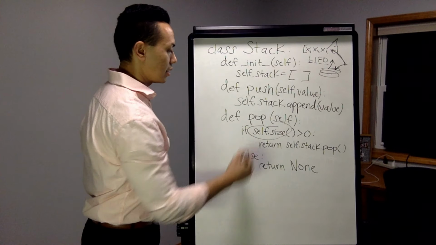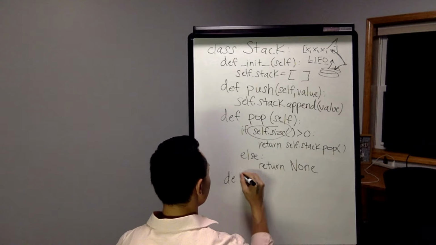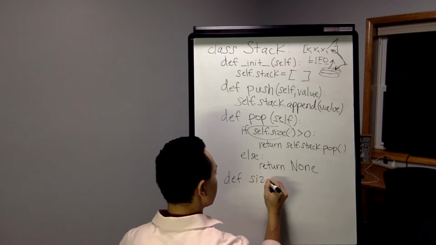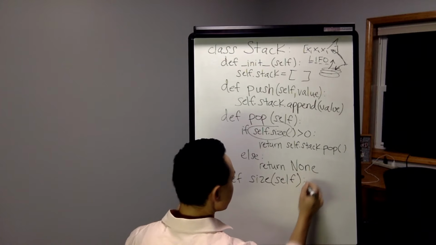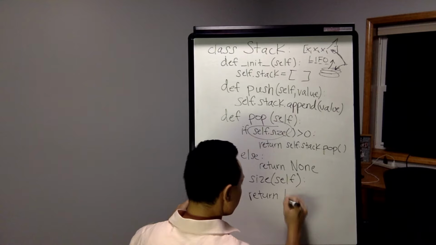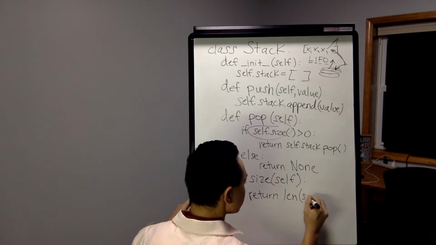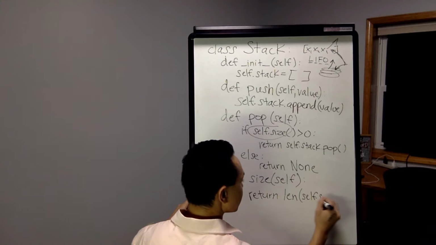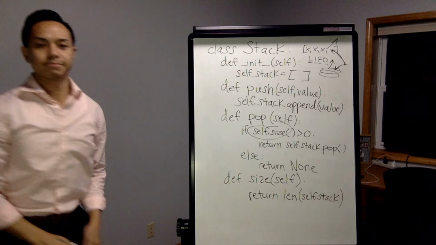And then the last method we'll talk about is the size method, which you can see is utilized right here. So we're just going to do def size, and we'll pass in one parameter called self, and we'll just return the length, which is a built-in Python method, of self.stack, just like that. And there you have it.